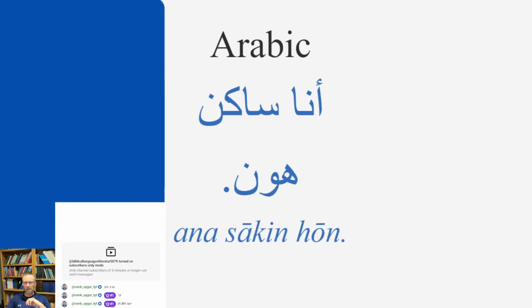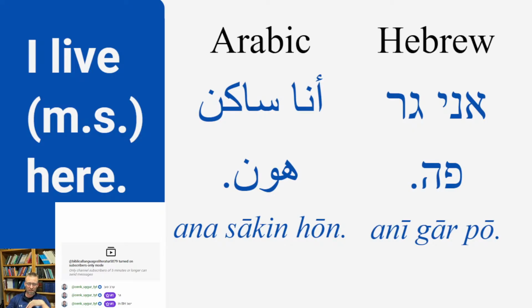So if we wanted to say, I live here, try to think of it in both languages. I live here. Okay. In Hebrew, we have ani gar po. And in Arabic, we have ana sakin hon. Ani gar po. Ana sakin hon.